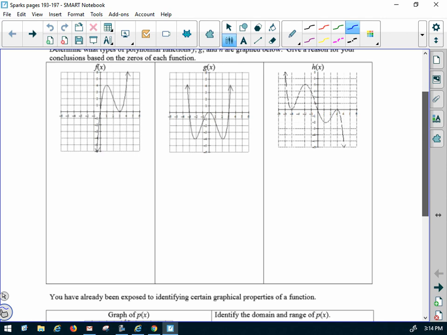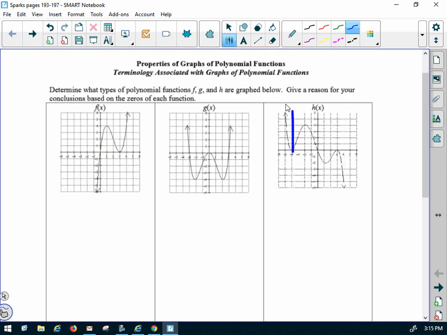H of x. Quintic. Let's go left to right. You have a 0 of multiplicity 2, multiplicity 1, multiplicity 2, and the sum of 2 and 1 and 2 is 5. All right.